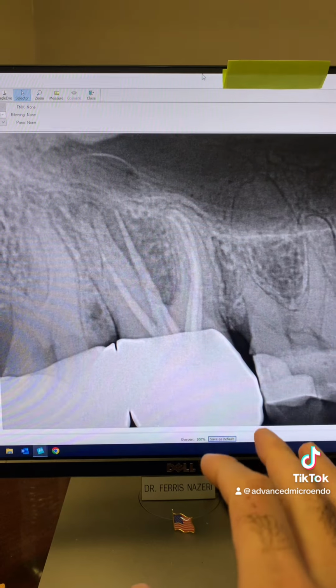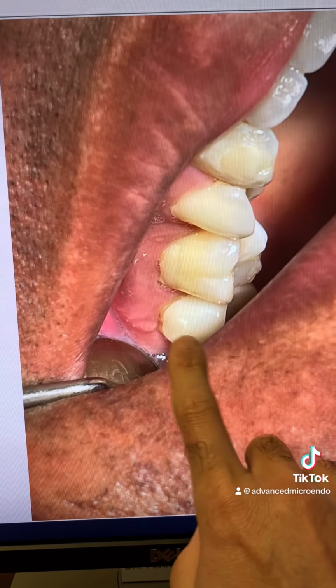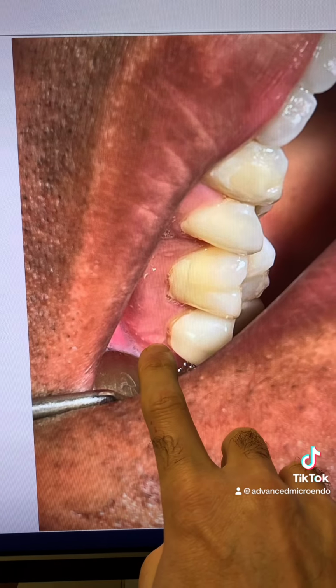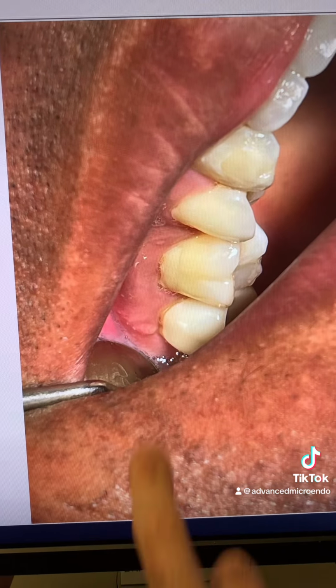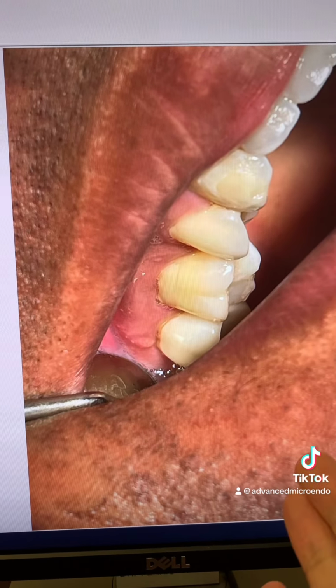The tooth was tender to percussion and palpation. That's the tooth, and here's the sinus tract right there. You can see it right on the marginal gingiva. All right, so what do we do next?